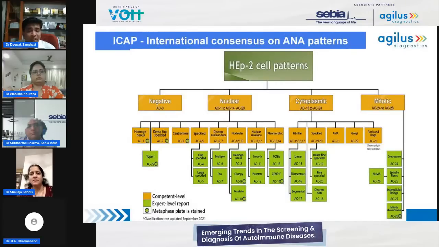We all have to remember now that there is an international consensus on even the reporting of ANA patterns. Proper guidelines are given on the better format of reporting of ANA, which, when we as a lab follow, is going to become standardized across the world. Next slide.